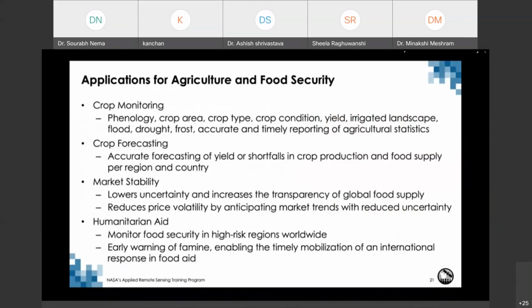Some of the main applications of satellite remote sensing for agriculture and food security are crop monitoring, which includes crop phenology, which is the start of season, peak of season, and end of season, crop area, crop type, crop condition, yield, irrigated landscape, flood, drought, frost, and accurate and timely reporting of agricultural statistics.